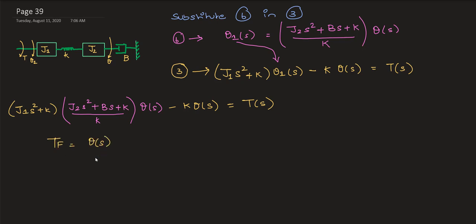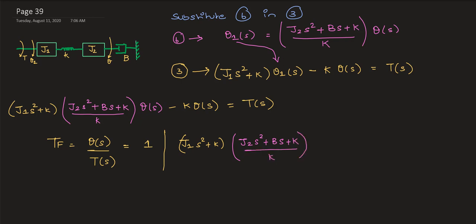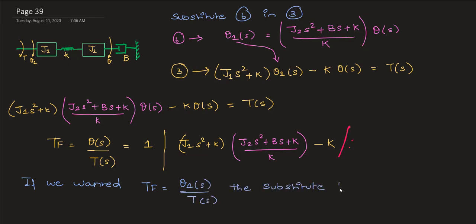And now you're substituting 6 and 3, and when you do that, you will end up getting your theta of S group and your T of S group. And now you can write the transfer function as theta of S upon T of S, which will be those terms. You can bring your theta of S and T of S to one side, and whatever terms are left on the other side is your transfer function of the system. Good. So that is how you do these questions.